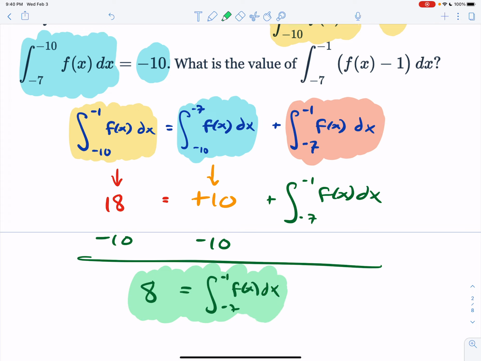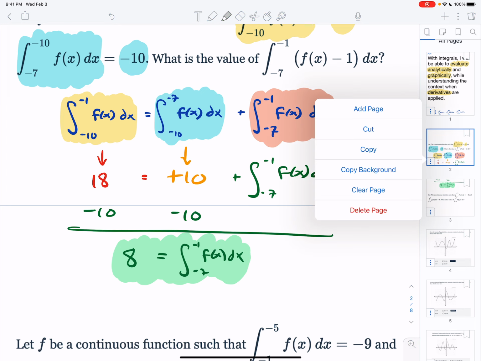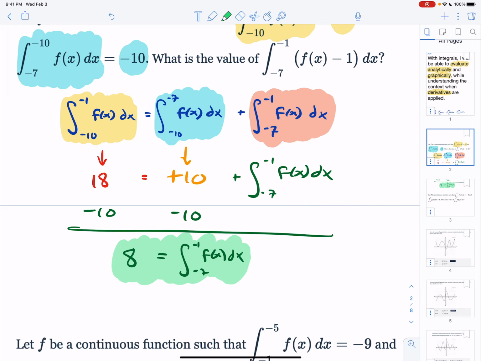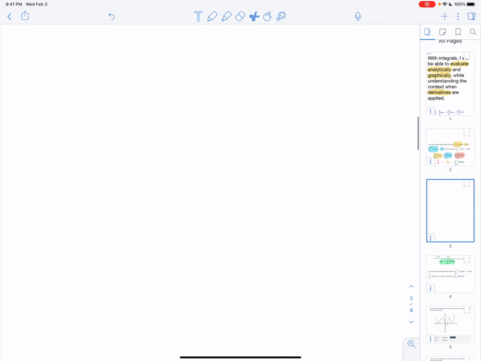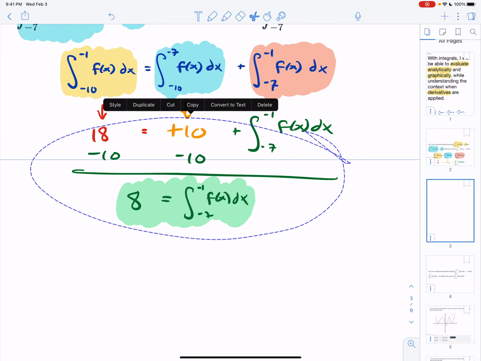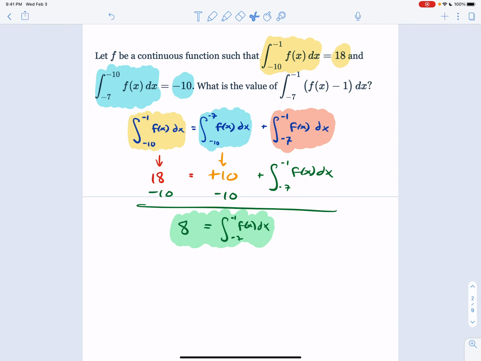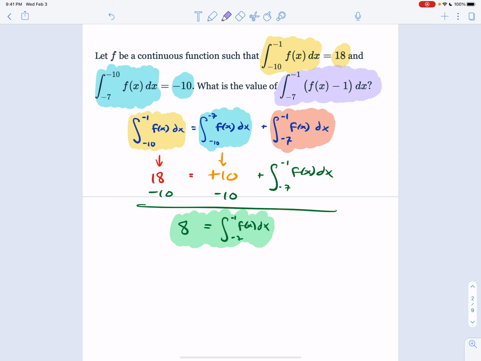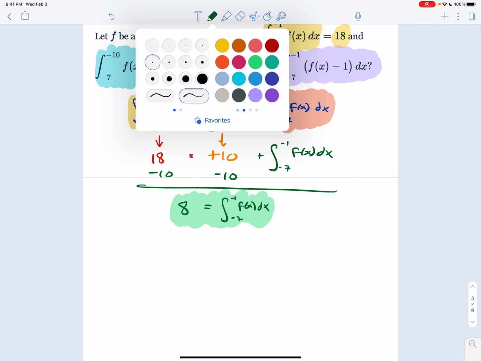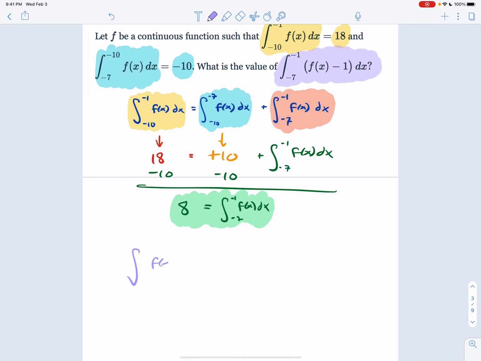Now I'm going through this in detail so that you guys can see the process. Let me squeeze in another page so that we don't lose our thought process. Here's what we have so far. If you read the question, you notice that is not what they're asking for. It's slightly different. They're asking us what's the integral of f of x minus 1 from -7 to -1. Let me write that down here: the integral of f of x minus 1 with respect to x from -7 to -1.